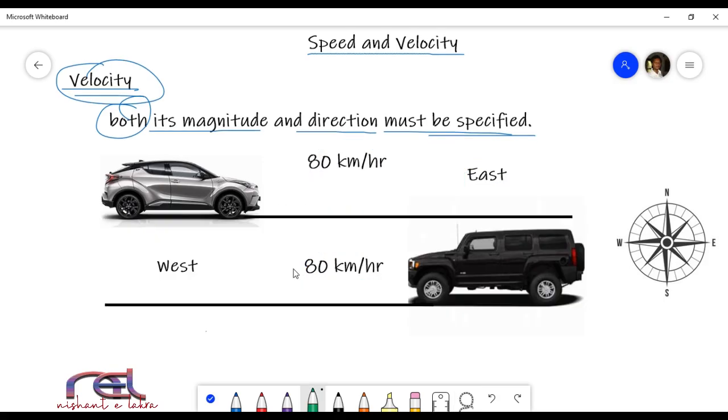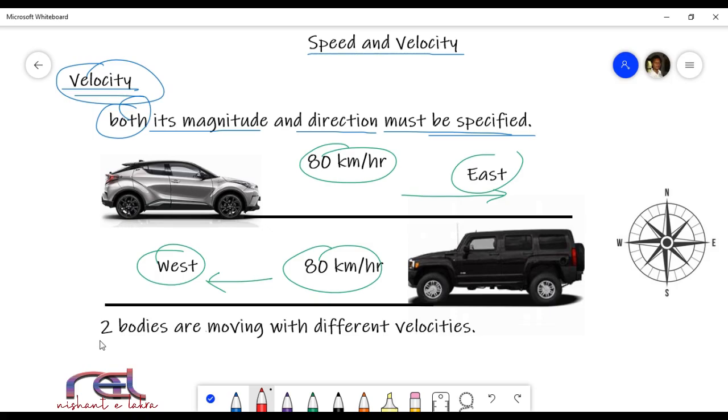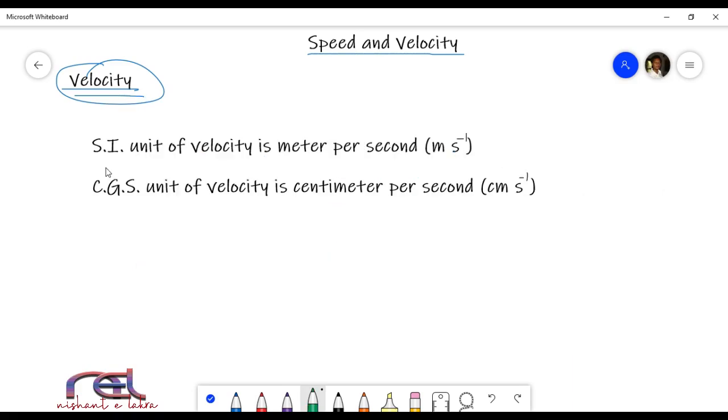Let us see another illustration here. Two SUVs again. Now both of these SUVs are traveling at the same speed, 80 km per hour, but they are moving in opposite directions, right? The first SUV is moving eastward and the second SUV is moving towards west. I hope you understand it, right? Now in these two cases, we say that the two bodies are moving with different velocities. Okay, now I hope you understood the difference between two bodies moving in same velocities and different velocities.